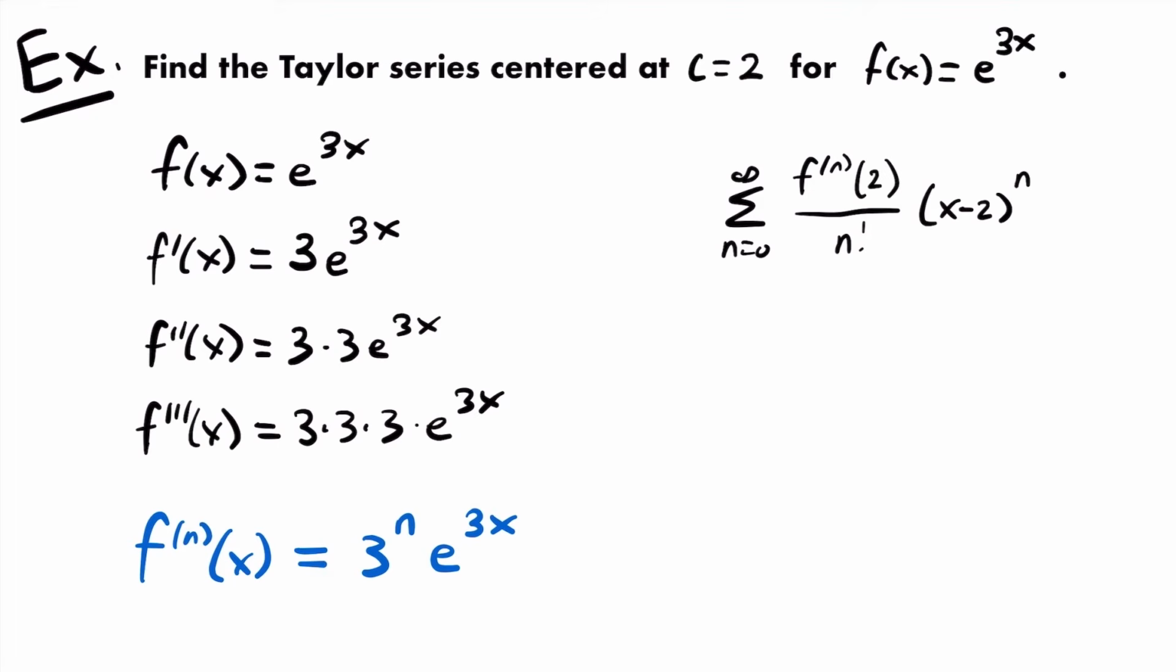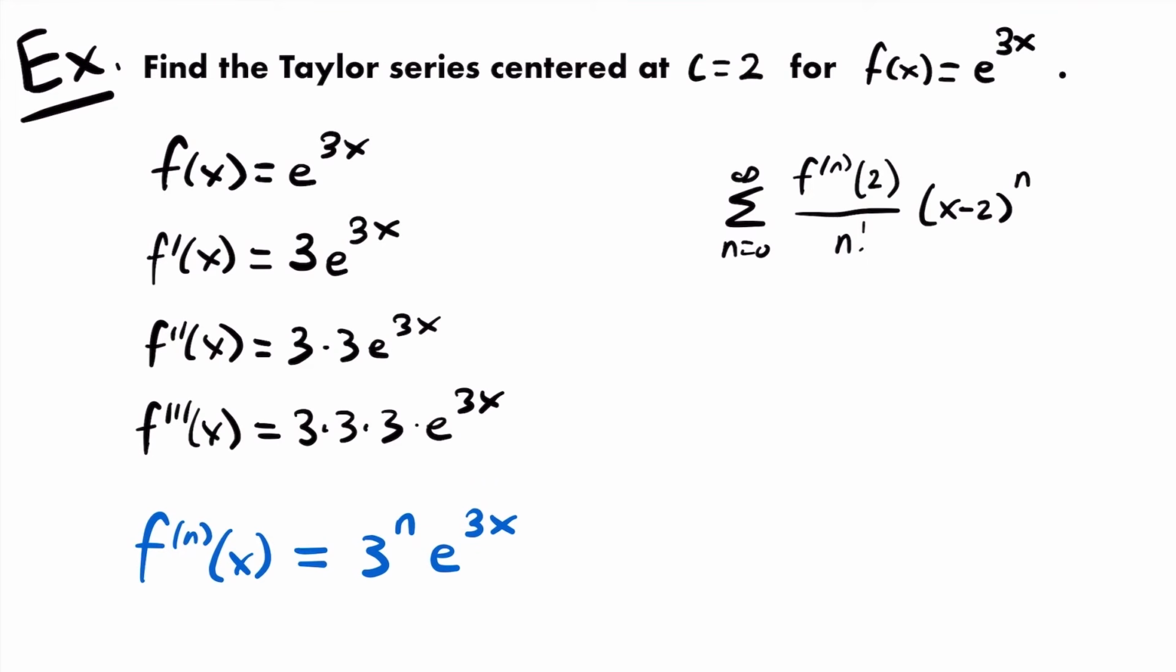So whatever nth derivative we would want to find, the number of 3's that we will have multiplied by e to the power of 3x will be determined by that value of n. All right, so the fourth derivative, we would have 3 to the fourth power. The fifth derivative, we would have 3 to the fifth power, and so on. Okay, so our nth derivative will be equal to 3 to the power of n times e to the power of 3x. Now all we have to do is evaluate this nth derivative at the value of 2. That's our value of c.